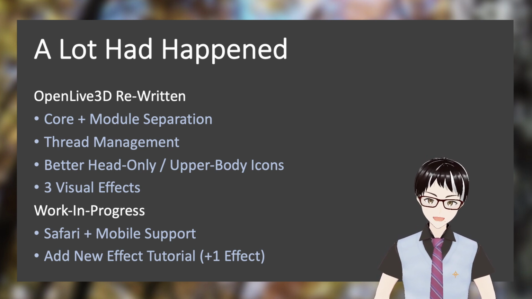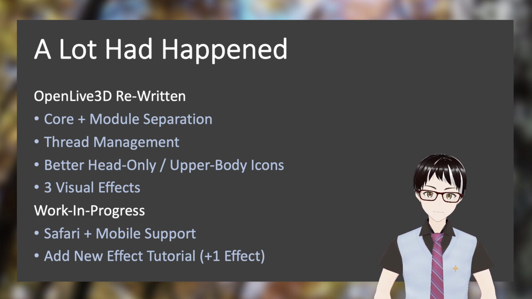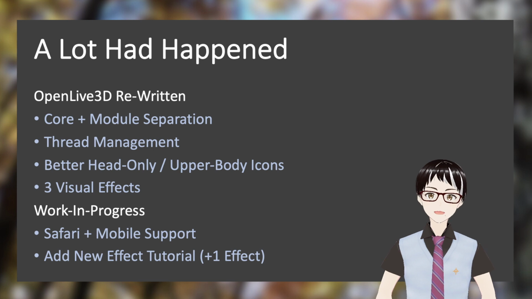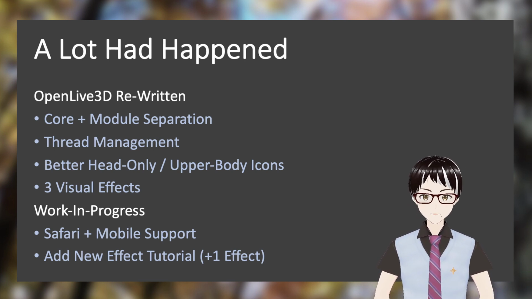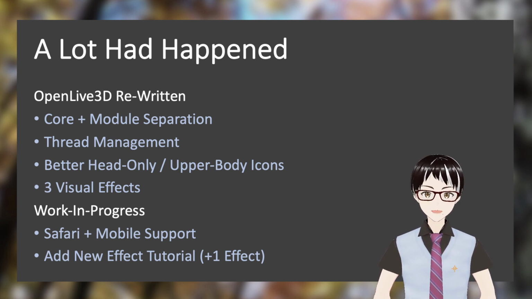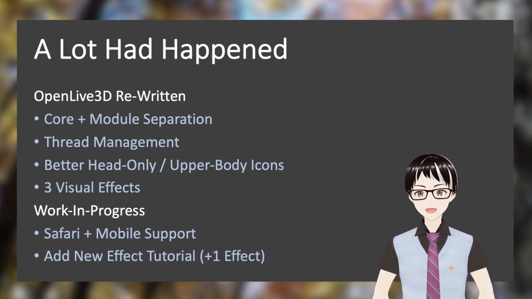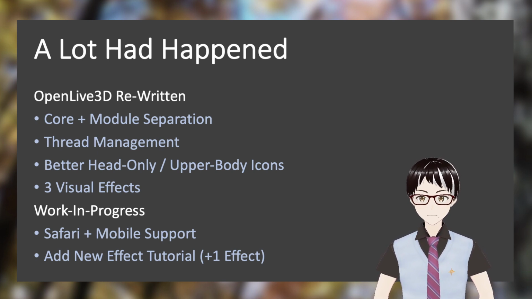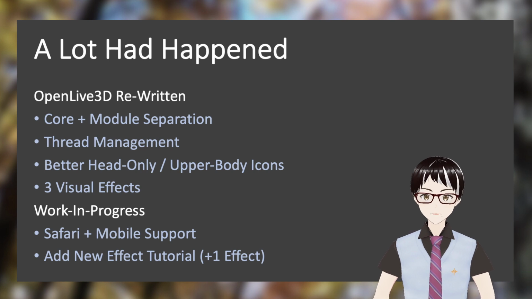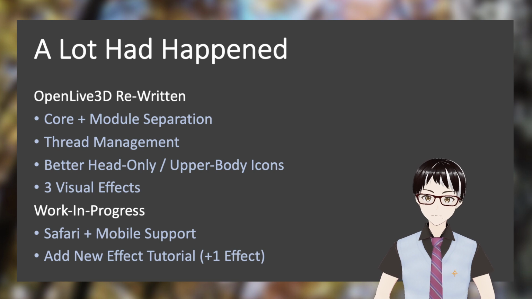a visual effect option. And there is also some work in progress, where we are trying to figure out how to make OpenLive3D available on Safari, and also on mobile as well. It's still a work in progress. There are 6 different obstacles that we identified, and we have already solved 5 of them. There is one thing that we are still debugging, and ideally we should be able to solve it in October, which is this month.